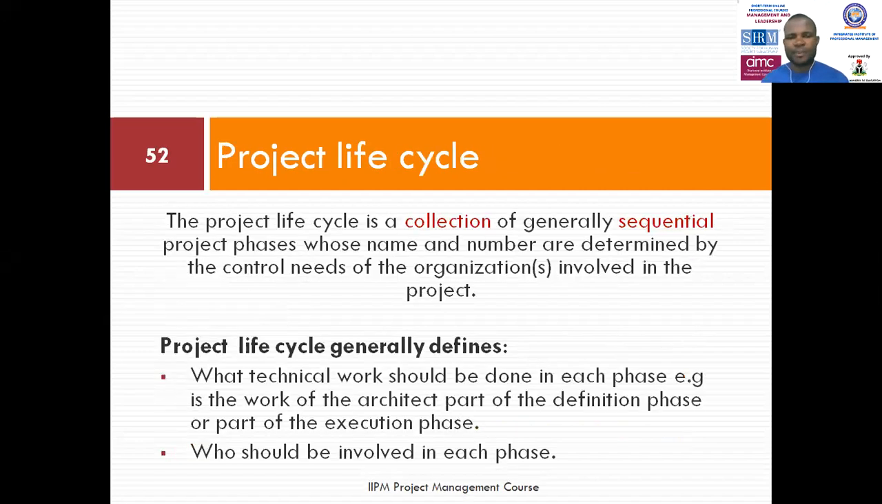Now, quickly, let's look at project lifecycle. Please remember that we are looking at the project management context, that's looking at the project management environment. The first one we've looked at is the project phases. The second one we want to look at is the project lifecycle.